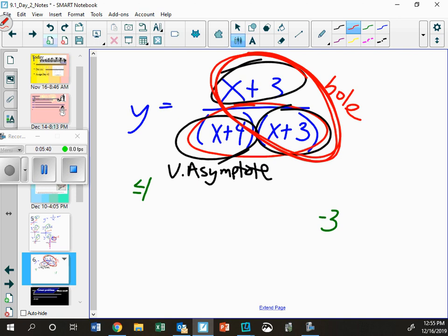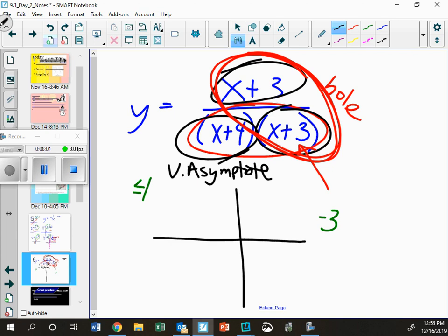So this function, if you look at its graph, you would see that it is happily going along with a nice smooth line until it comes up to the negative 3. And at the negative 3, it's a hole there. Let me show you what this actually would look like.